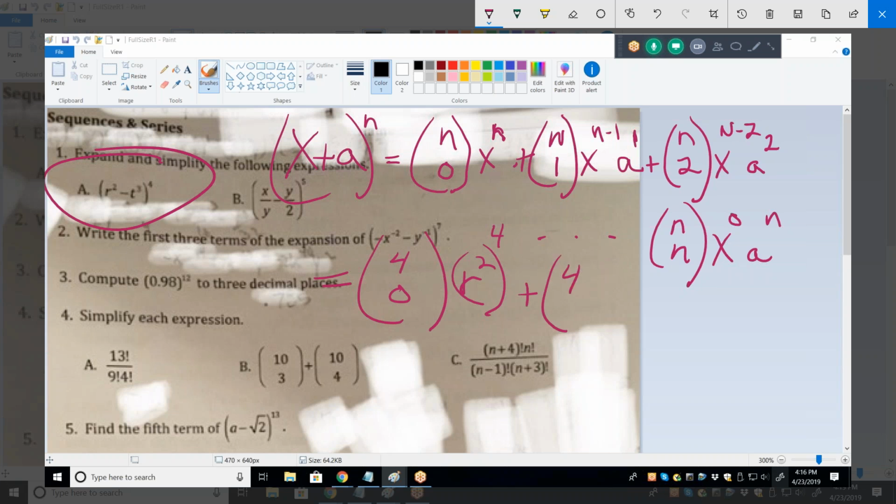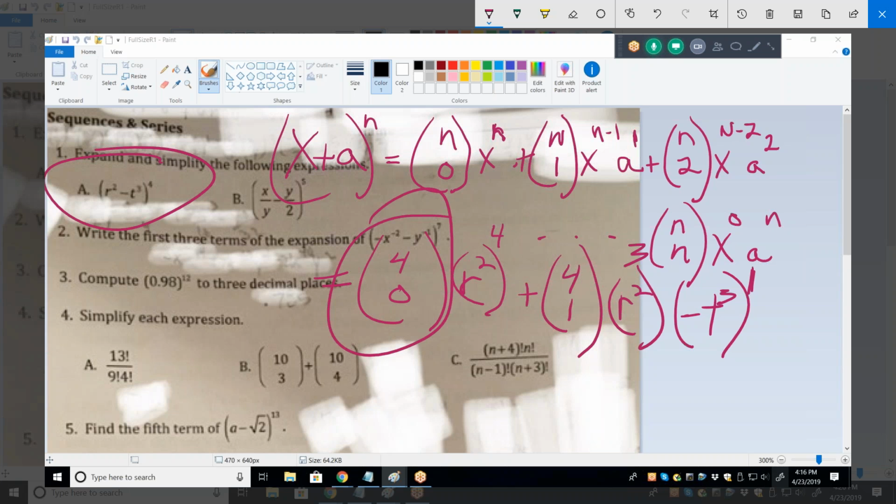4 choose 1, x squared to the 3rd, times negative t cubed to the 1st. Perfect. And you just go on that way. Now, what's that equal to?